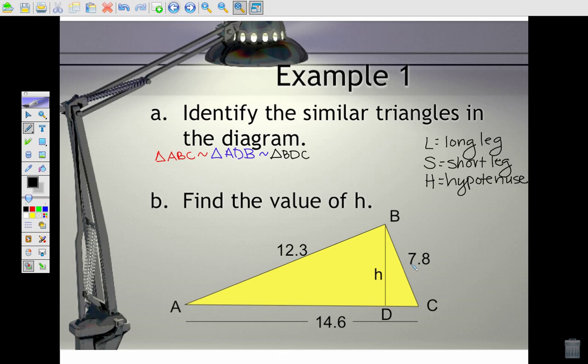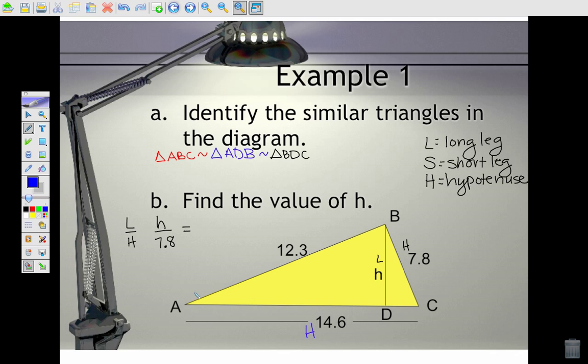And we need to find H. So if I look at H, I have H and I have 7.8. Those are both pieces of the small triangle. So I can go ahead and put those together. So if I'm just looking at the small triangle, I have the long leg over the hypotenuse. So I want to try and find a ratio that I can do that same thing, put the long leg over the hypotenuse again. Well, I have this 14.6 here.